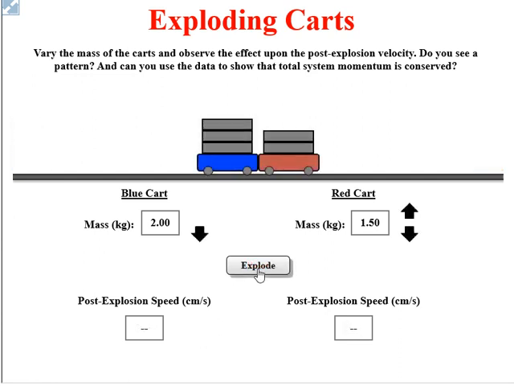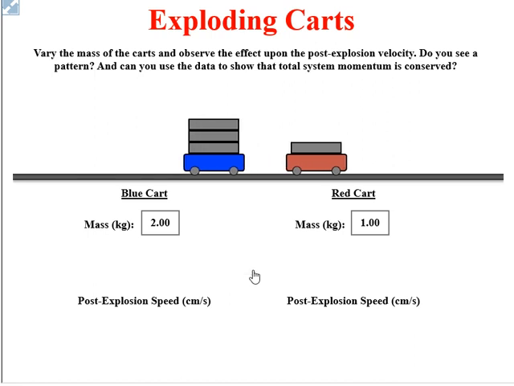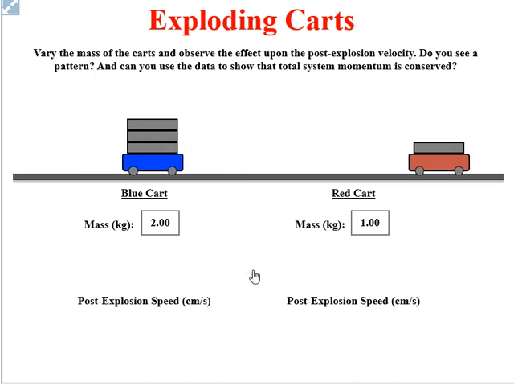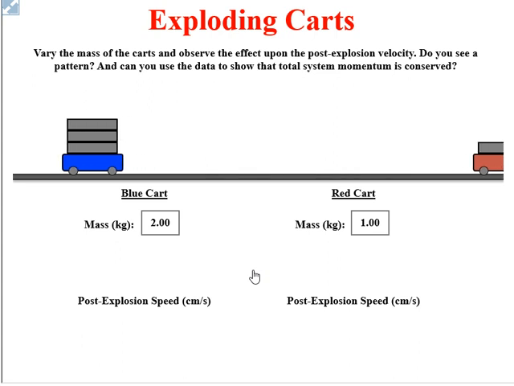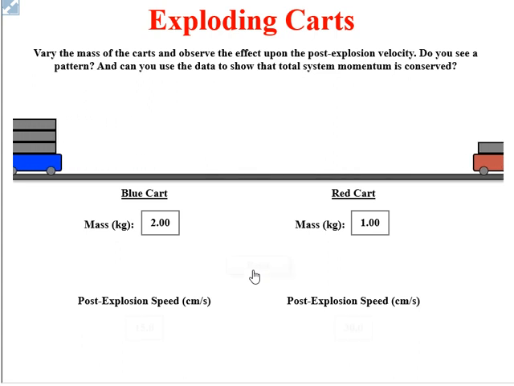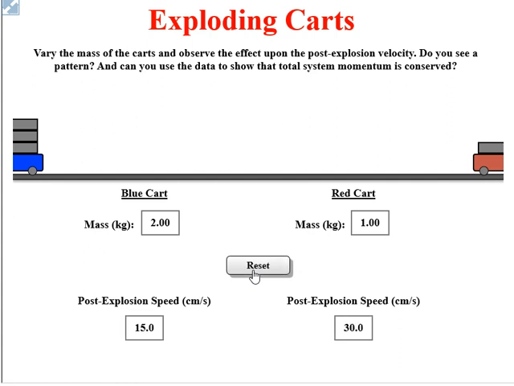Let's reset it. Do we get the same momentum each time? So I'm going to keep the blue cart as 2 and take the red cart down to just 1 kilogram now. We can see that they explode and the red one moves off much more quickly now than the blue one. How much more quickly? It's got to be going twice as quickly, because its mass is only half of the mass of the blue cart.